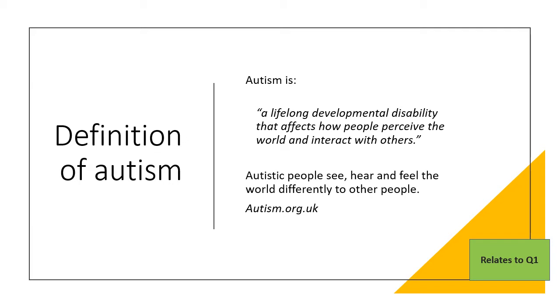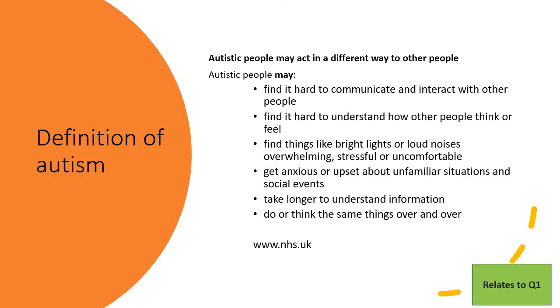Autism is a lifelong developmental disability that affects how people perceive the world and interact with others. Autistic people see, hear and feel the world differently to other people. And here you will see another definition of autism, which is taken from the NHS website, and you'll see that at the bottom. And again, have a look on there.